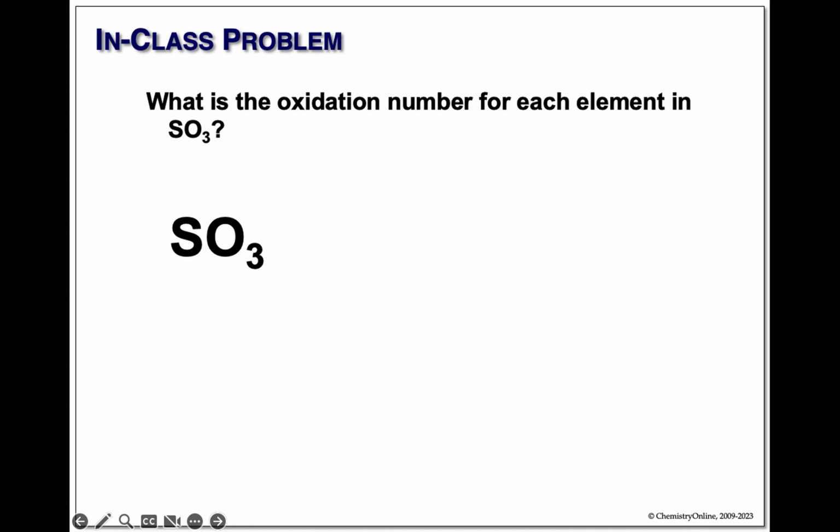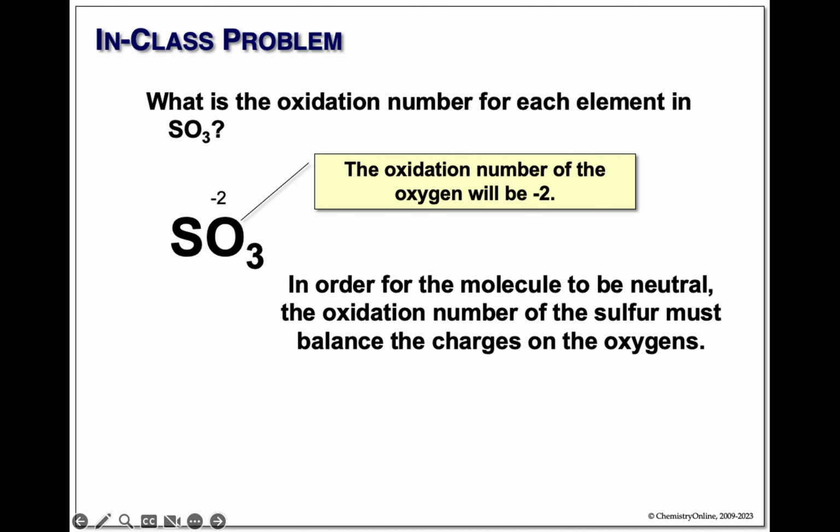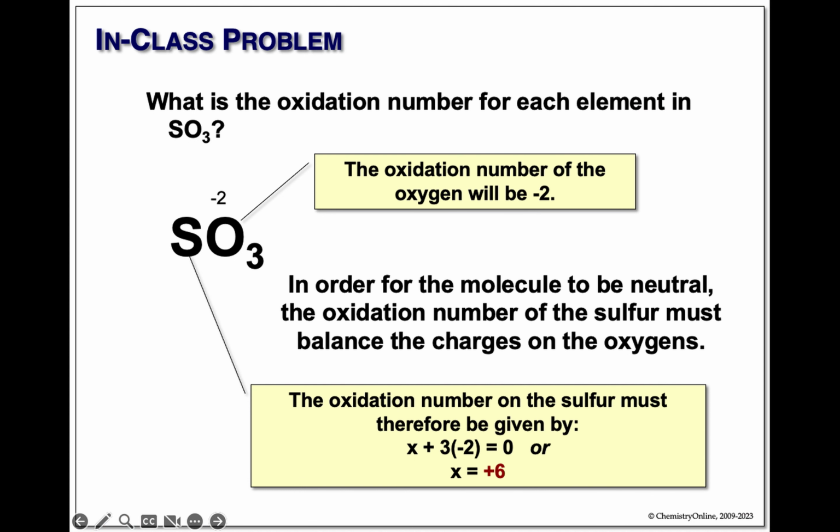Here we have sulfur trioxide. It's molecular. Oxygen, we know from chapter 3, is always going to be a -2. This gives us 6 negatives, right? To make this neutral, that means the sulfur must be a +6. That's simple.